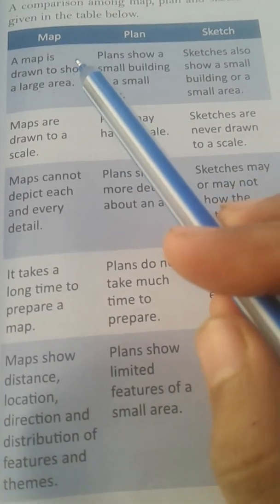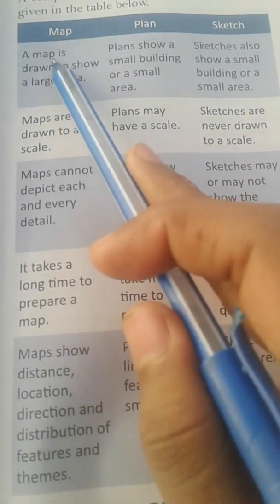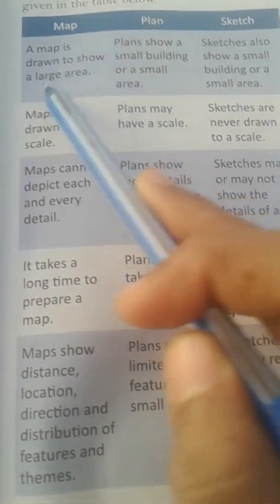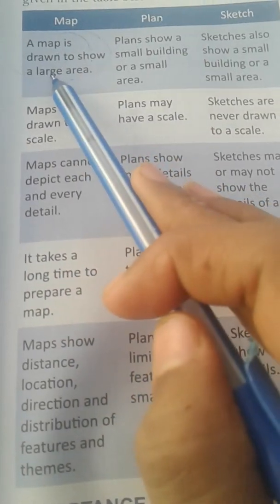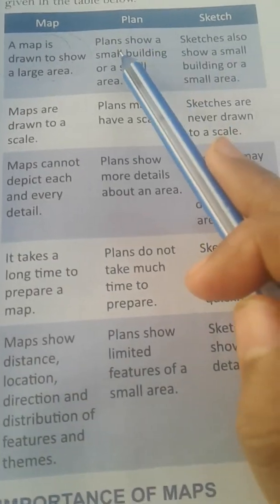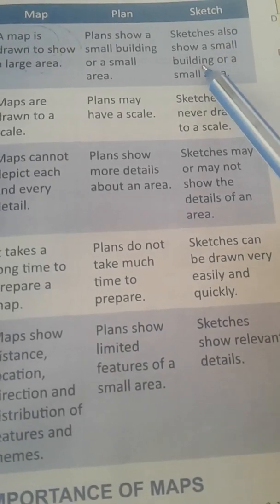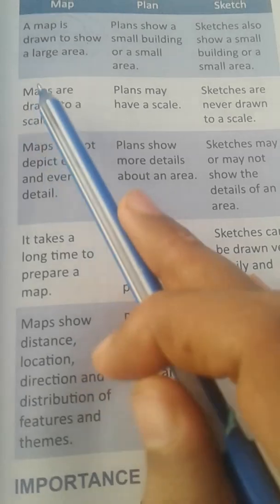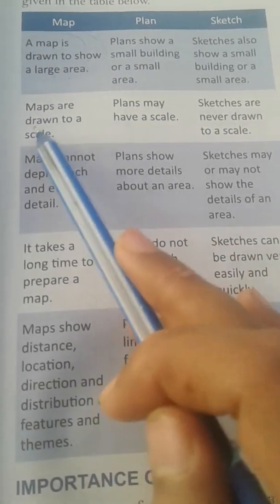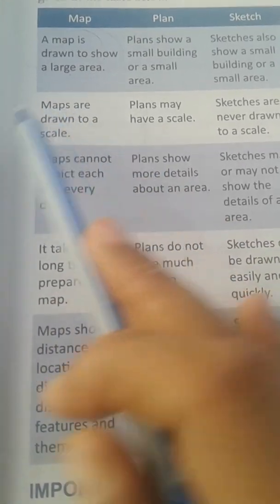Now we'll take a glance at map, plan and sketch. What's a map? A map is drawn to show a large area. Means the main purpose of a map is to show a large area. A plan shows small buildings or small areas, and a sketch also shows small buildings and small areas. They both show the same things. Maps are drawn to a large scale, means on large paper.